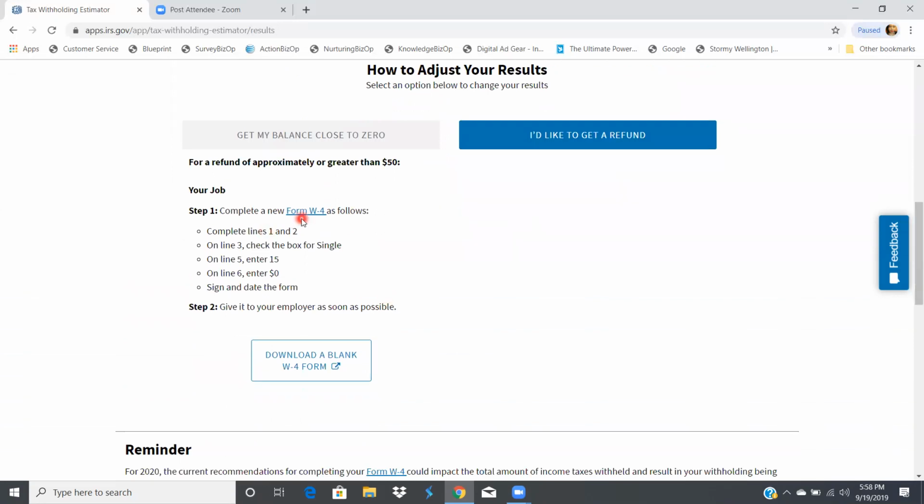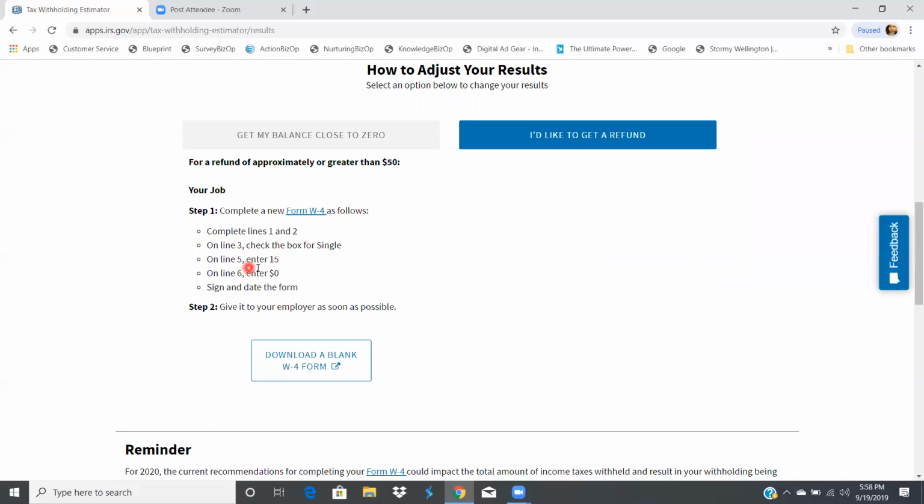So based on the W-4 form, they are telling you that you need to complete lines 1 and 2. They're talking about the little W-4 certificate that you turn into HR that asks how many allowances you're claiming. They said complete lines 1 and 2, which is basically asking your name, your address, and your social security number. On line 3, check the box that says single. And then on line 5, they want you to enter 15 allowances. This is what the IRS is telling you, that you can claim 15 allowances.